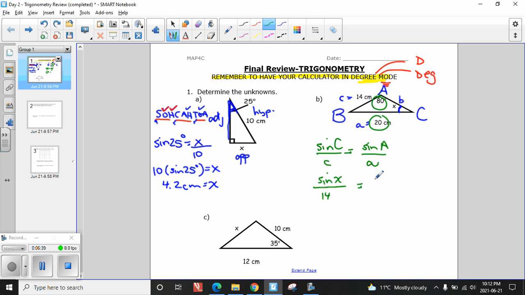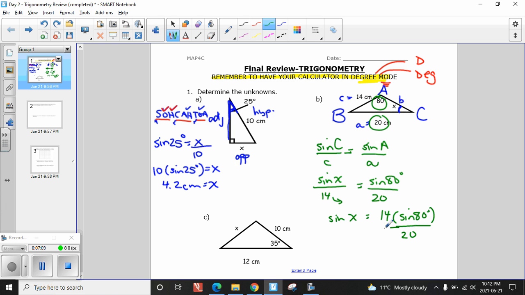Across from that, sine A will be sine of 80 degrees. And the side that goes with that is 20. So we're trying to find x. I've got to get rid of this 14, so I'll kick it out of there using multiplication: 14 multiplied by sine of 80 degrees divided by 20.